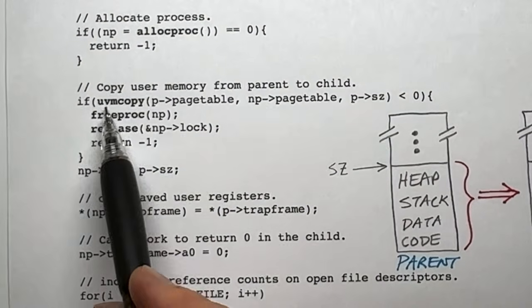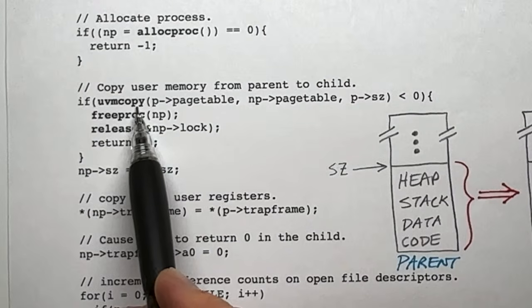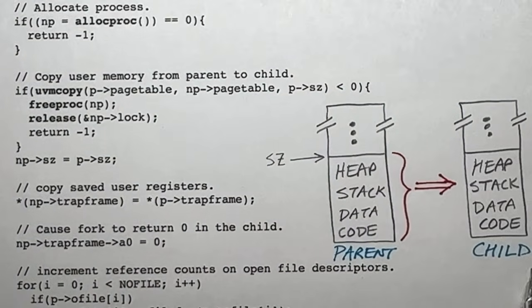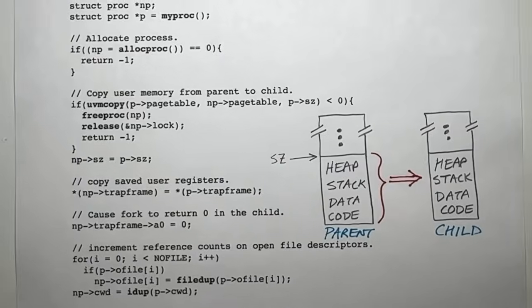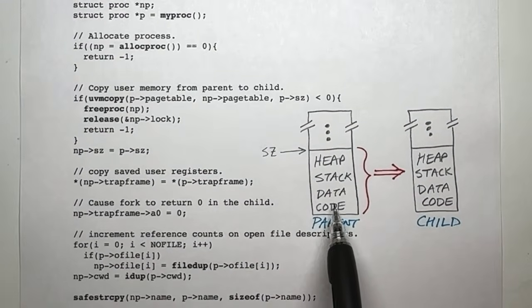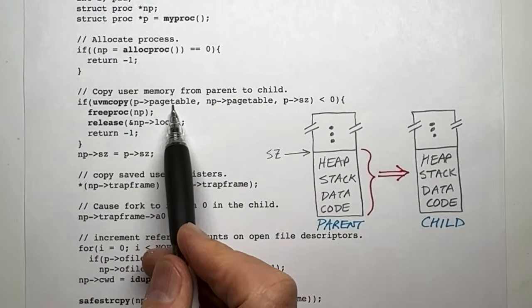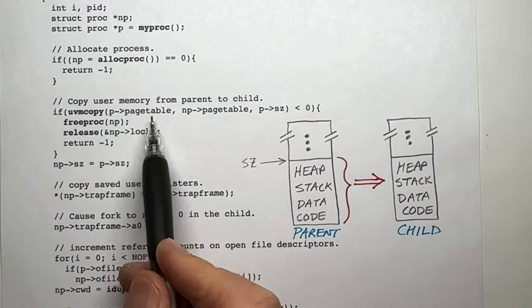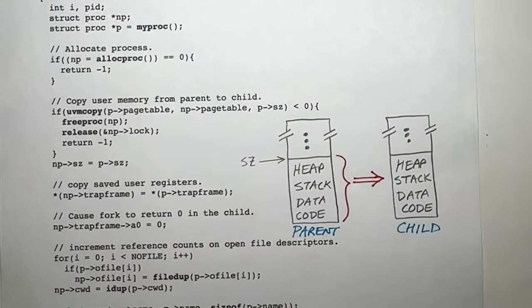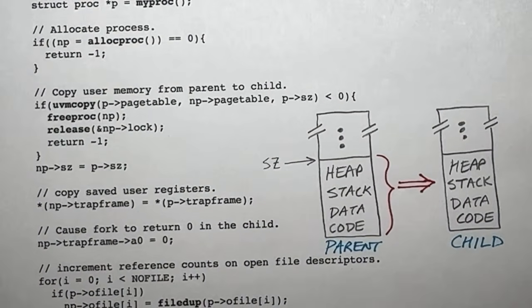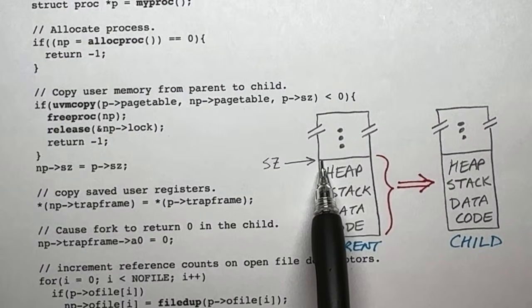Next, we invoke uvm_copy to copy all the pages from the parent into the child's virtual address space. This will make copies of all code, data, stack, and heap pages. The arguments are a pointer to the parent's page table, a pointer to the page table for the new process, and the size of the address space, which indicates the number of pages that need to be copied.